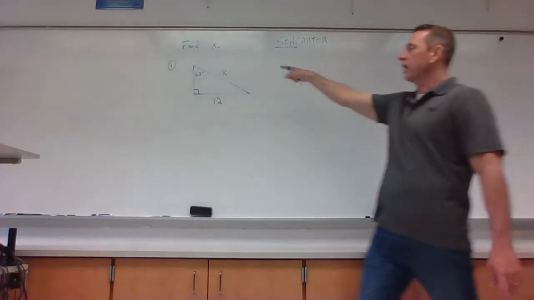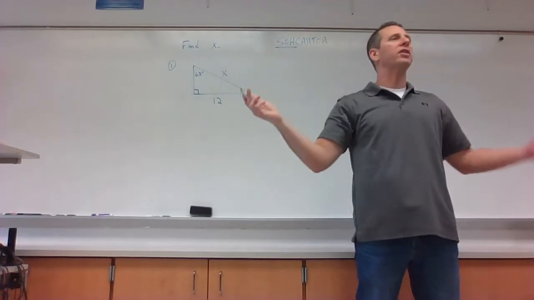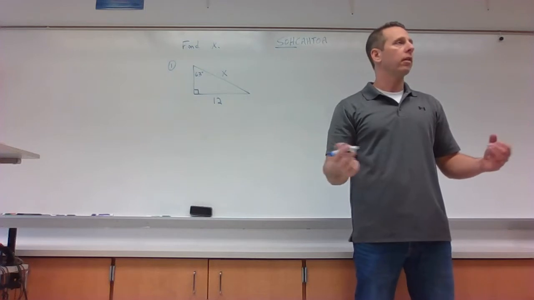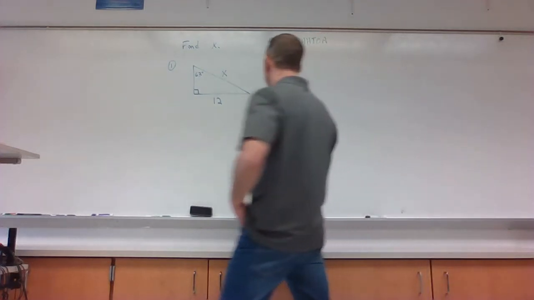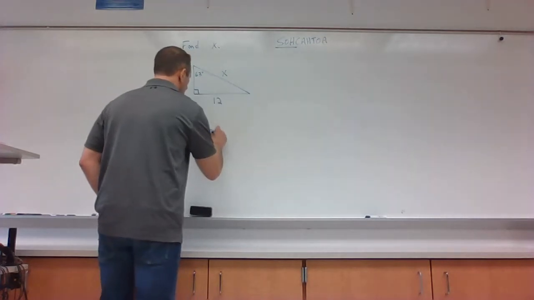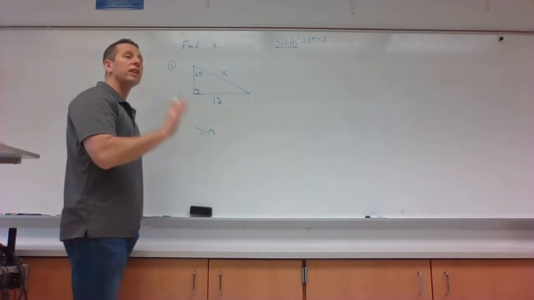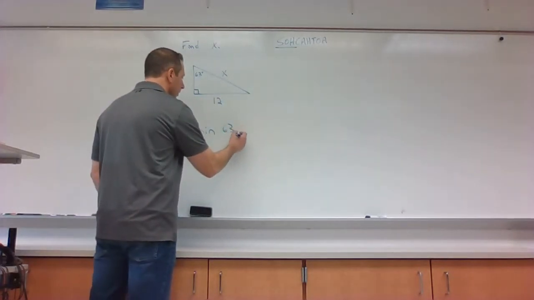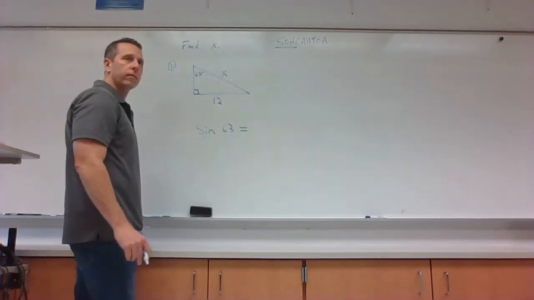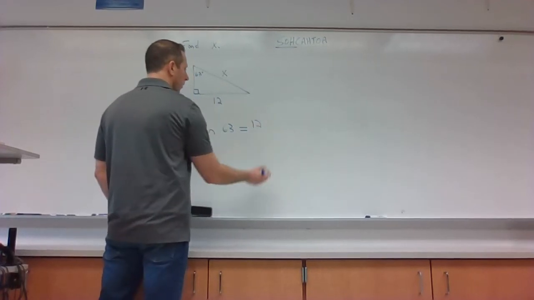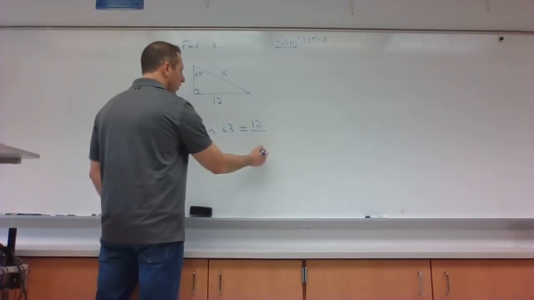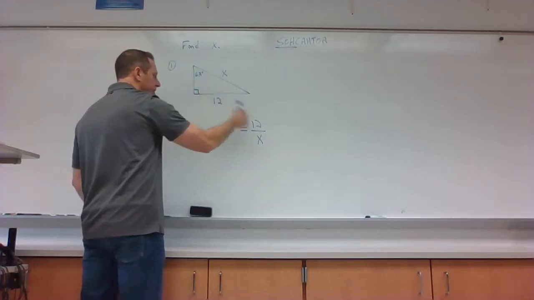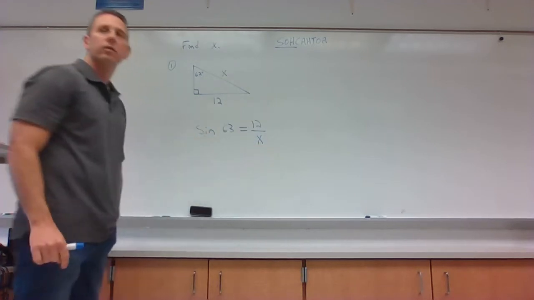Okay, so let's set it up, though. What's the next step? Somebody else. How do we set this up in order to solve for x? Yeah, go ahead, Amira. Sine. No, it's always sine and then the angle. Sine 63 equals 12 over x. Sine of the angle, sine of 63, and the opposite side of 63 is 12. The hypotenuse is x. All right?